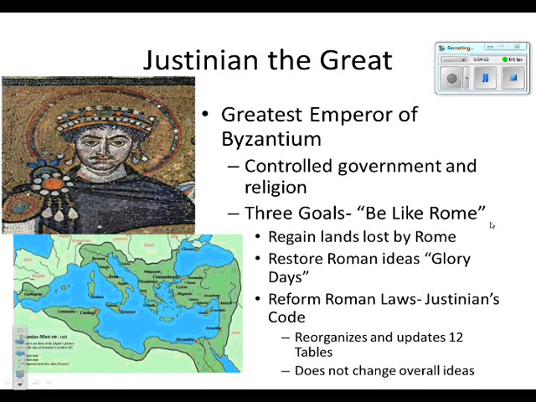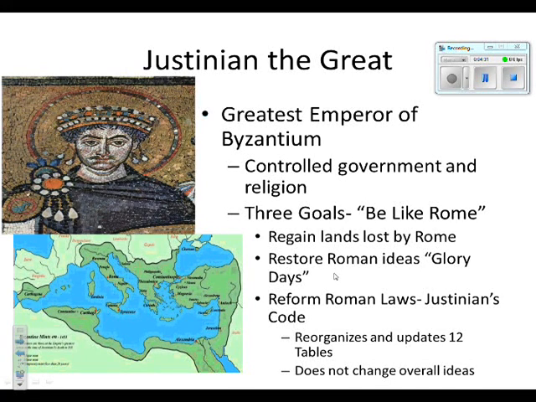Justinian had 3 main goals for his empire, and they all came to being like Rome. The first is he wanted to regain land lost by Rome to invaders. If we look on this map over here, this green area shows the areas that he took over. He got pretty close to the former Roman Empire at one point, but notice he didn't get the whole Med Sea, so it's not quite the Roman Empire. He also wanted to restore Roman ideas, the glory days of Rome. We'll talk more about how he did this later.